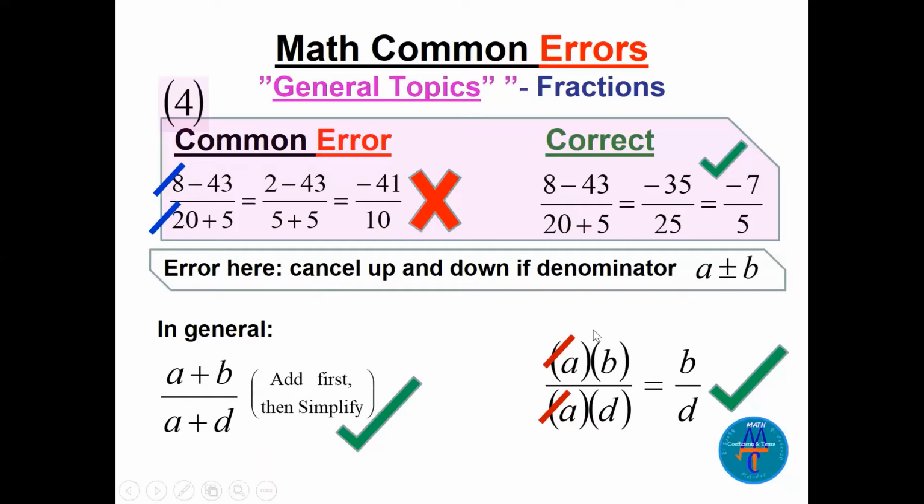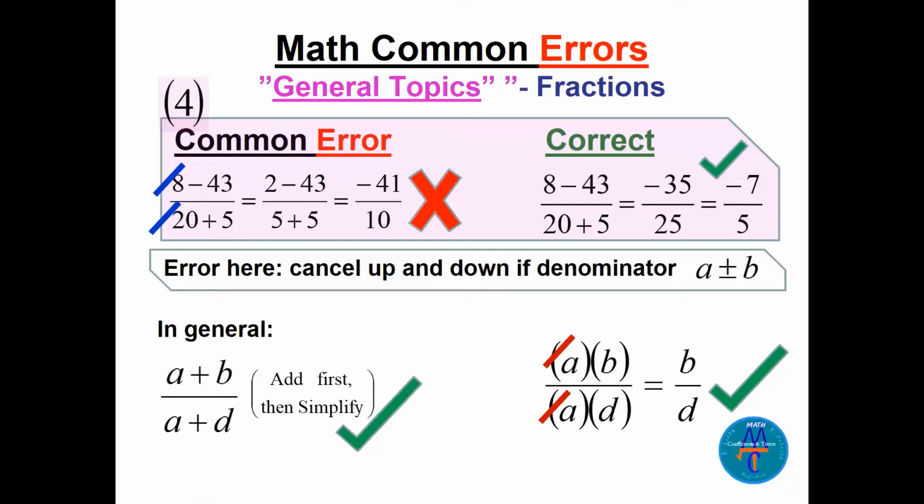Now, when do you cancel? Some students say, we know we can cancel sometimes. You can cancel if you have, see that one here, a product: a times b over a times d. Product up and down, both together. You can cancel the a, and then the answer will be b over d. That's number 4.